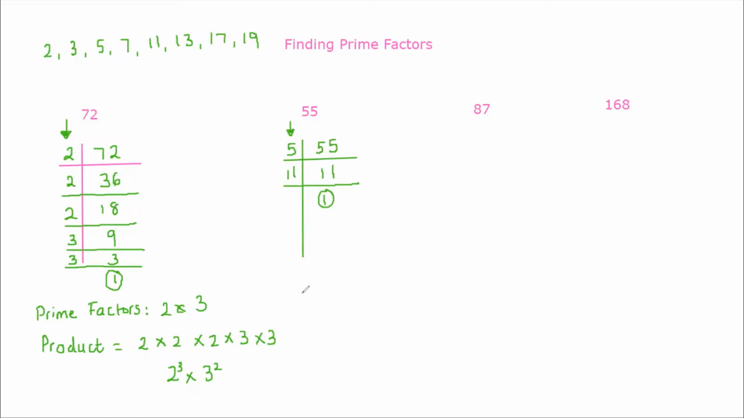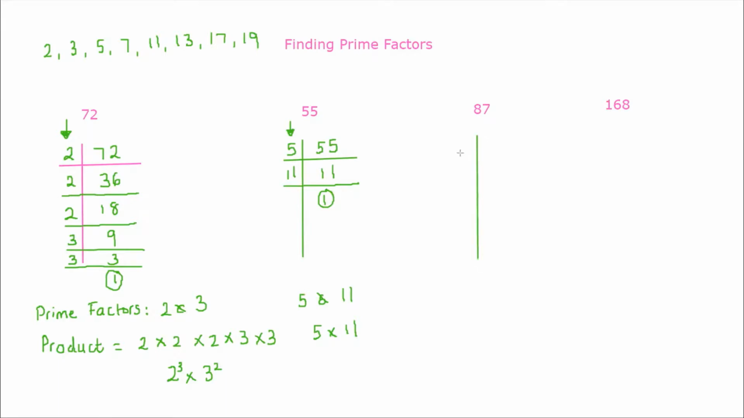So the prime factors of 55 are 5 and 11. And if we want to write 55 as a product of its prime factors, we would write 5 times 11. And there's no need for indices here because none of the numbers are repeated. Let's go and have a look at 87 now.